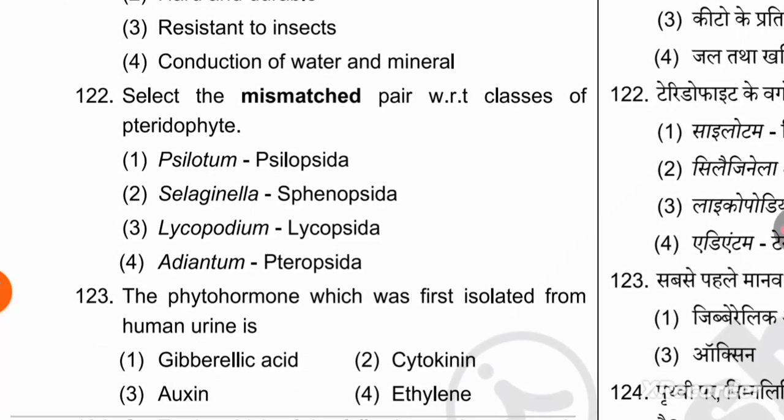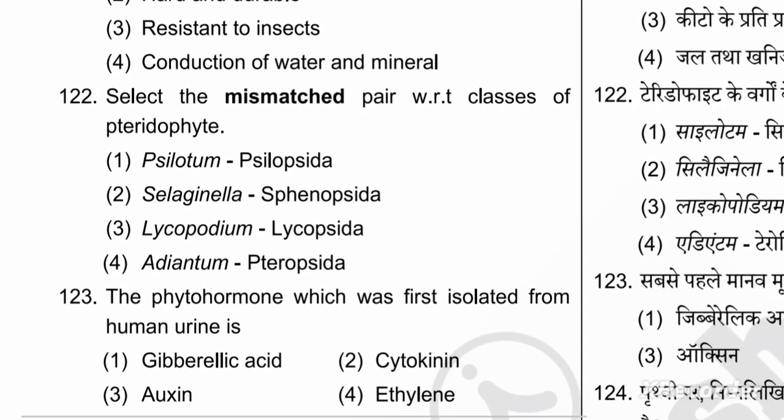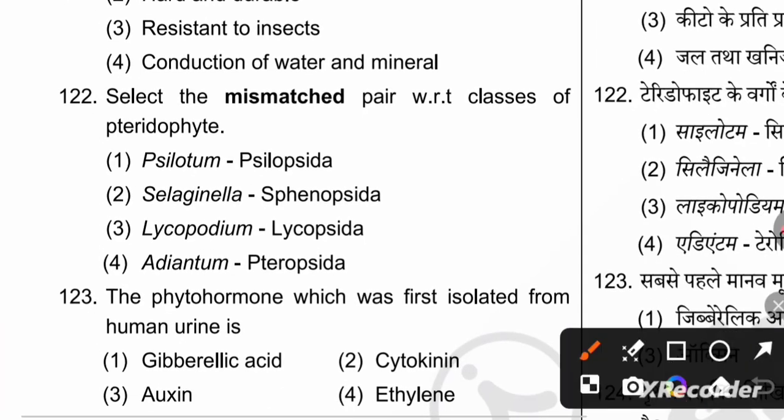Select the mismatched pair with respect to the classes of Pteridophyta. Among them, Equisetum belongs to class Sphenopsida. Selaginella, children, it belongs to Lycopsida. So this is the mismatched one, and the remaining 3 are the right ones.